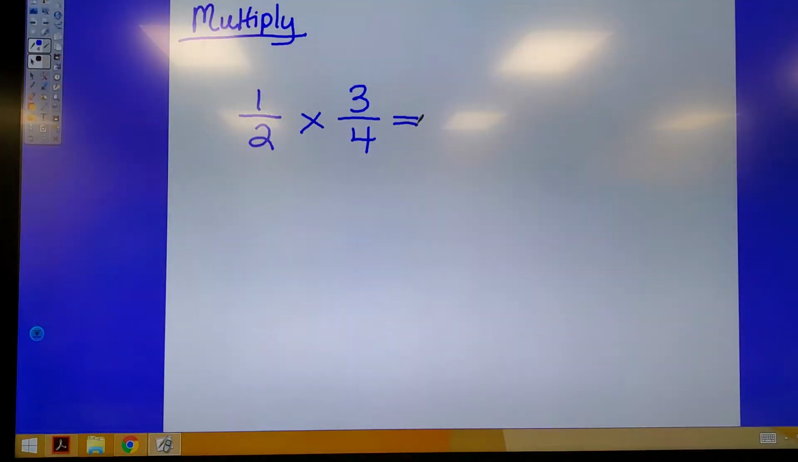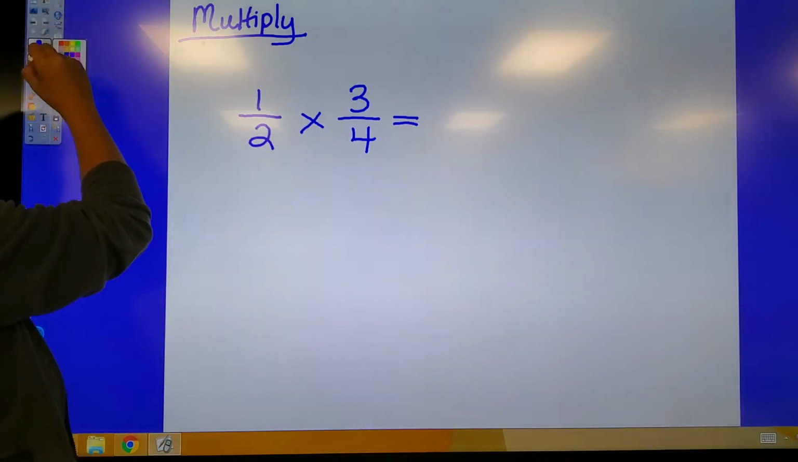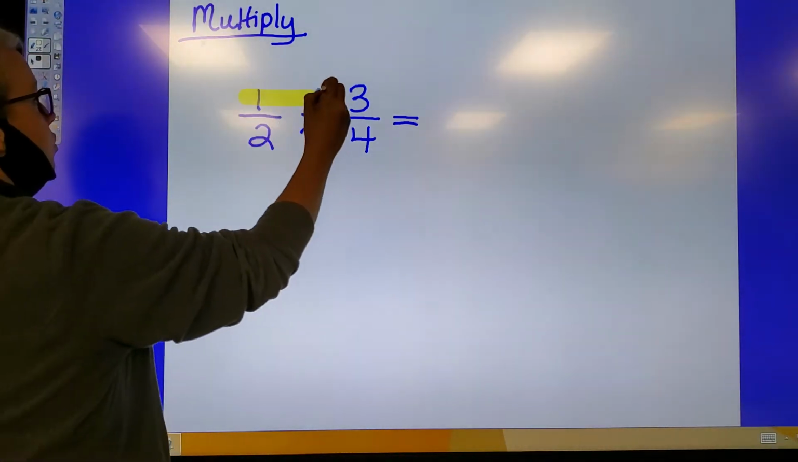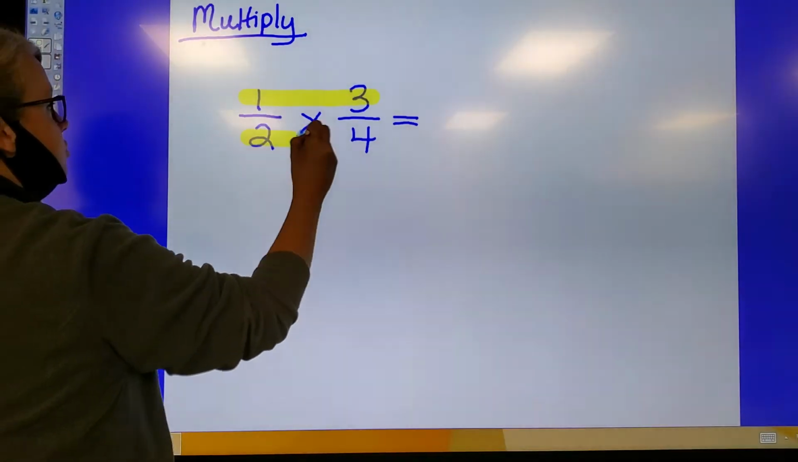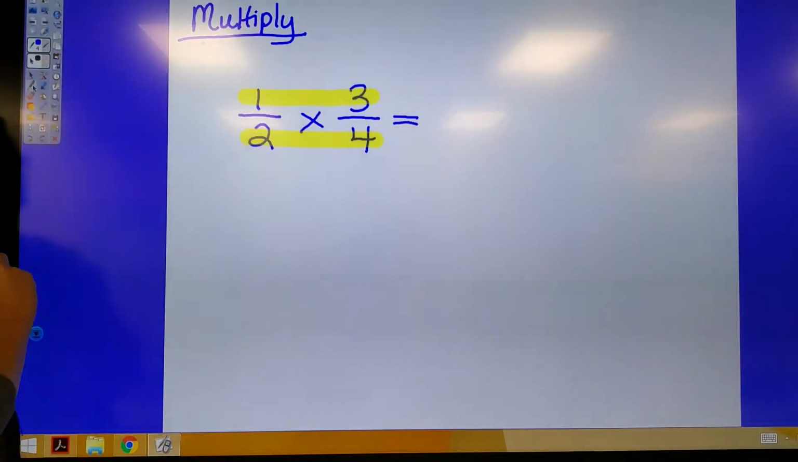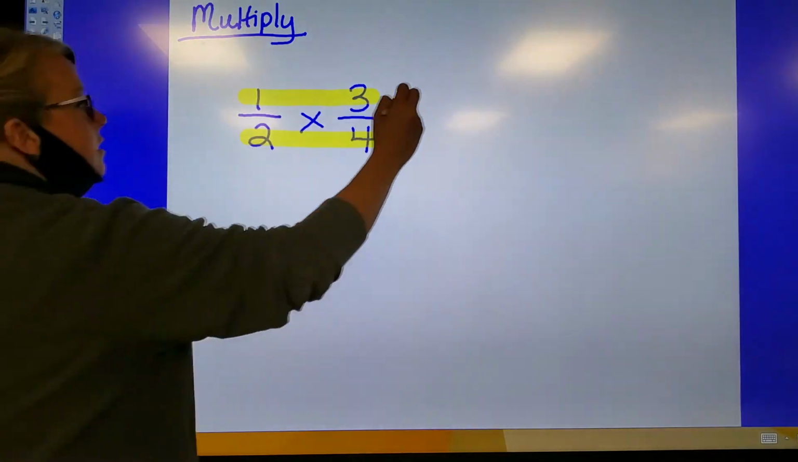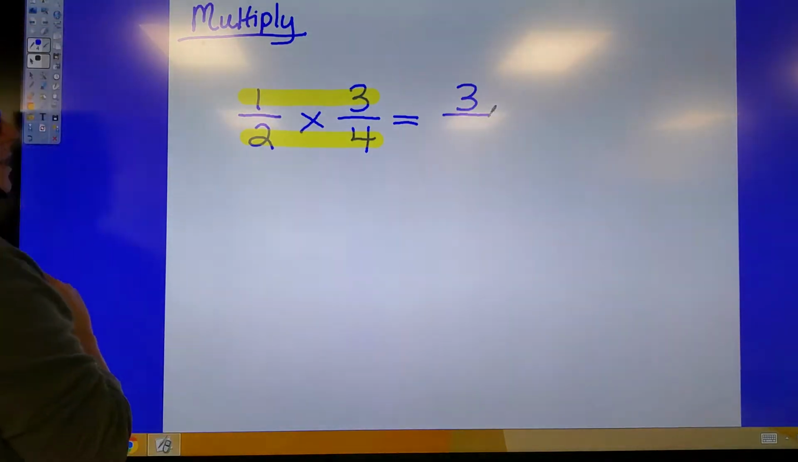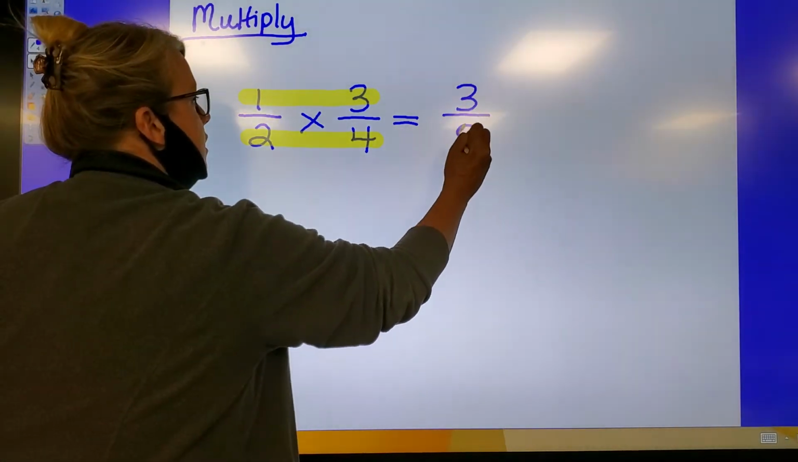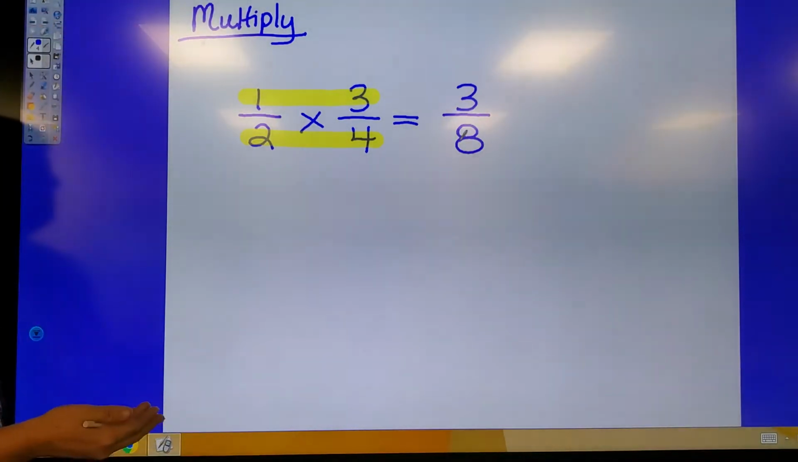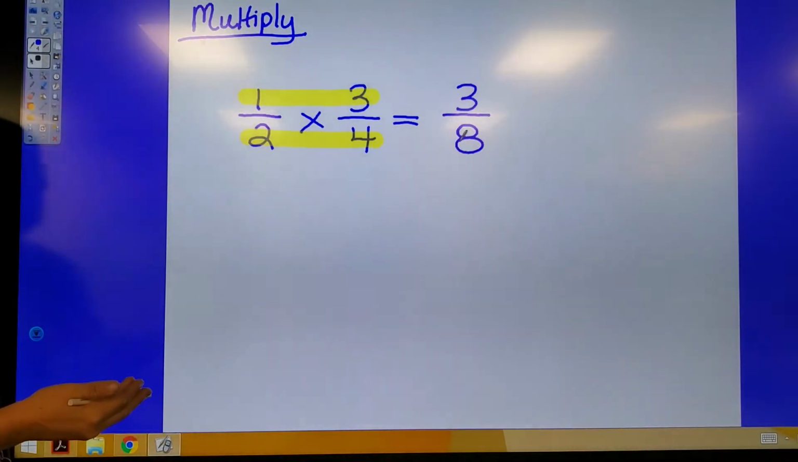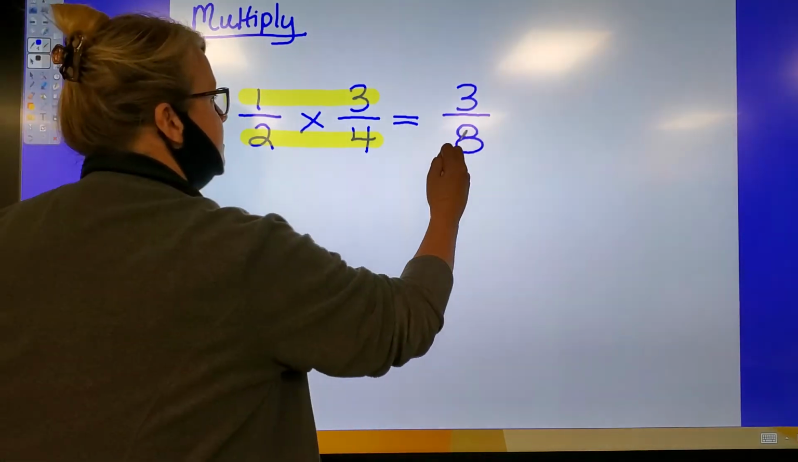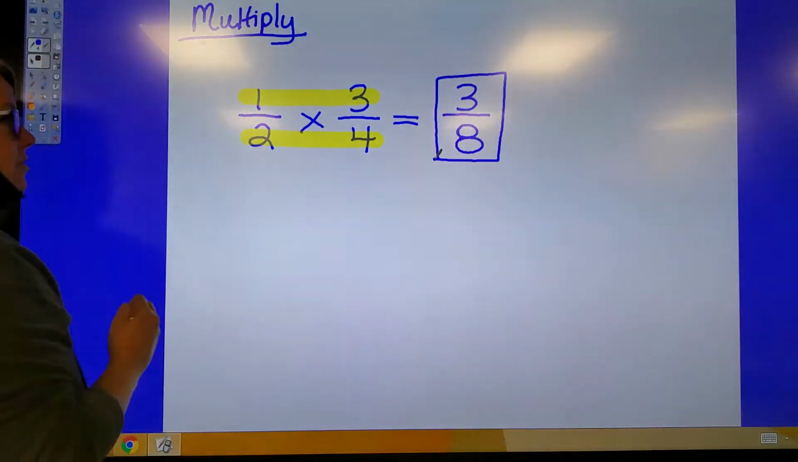So again, when you multiply, you do not need to have the same denominators. So we can leave the fractions exactly like they are, and we are going to multiply straight across. So that means we're going to do 1 times 3, and we're going to do 2 times 4. So 1 times 3 is 3, and 2 times 4 is 8. And then you have to ask yourself, can I simplify? No, I cannot simplify this, so that is my final answer.